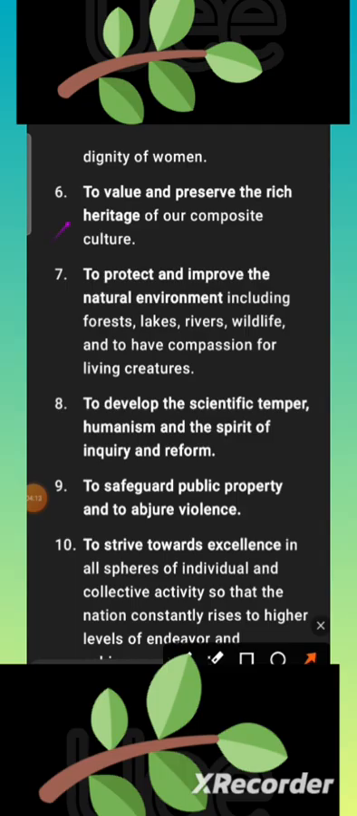Six, preserve our rich cultural heritage. Respect and learn about Indian art, dance, literature, traditions. Celebrating festivals respectfully, visiting historical monuments. In education, arts and cultural activities in schools highlight these duties.